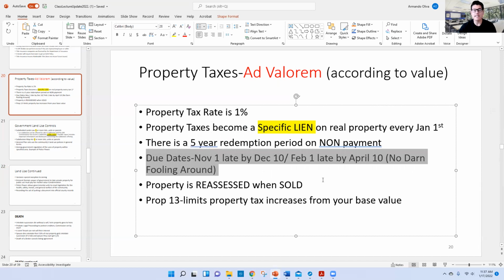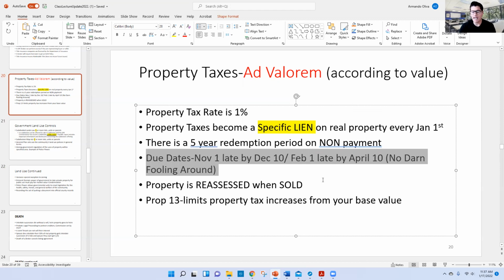So when do you pay property taxes? Well, the fiscal year for property taxes is actually from June 30th through July 1st of the following year. So it's a fiscal year as opposed to a calendar year. So when are property taxes due? They're due November 1st and February 1st.